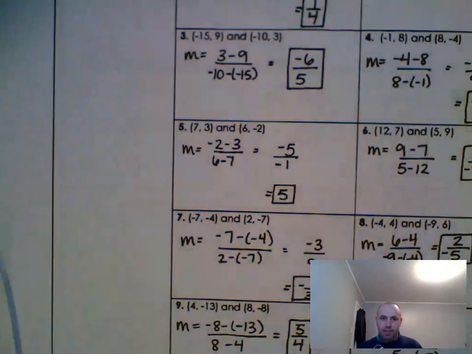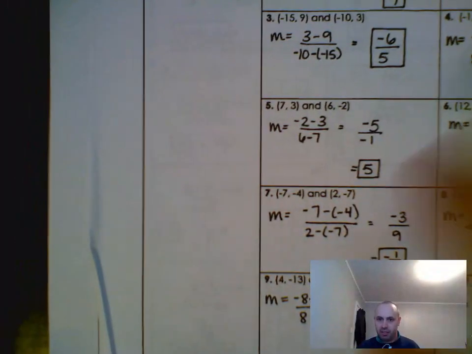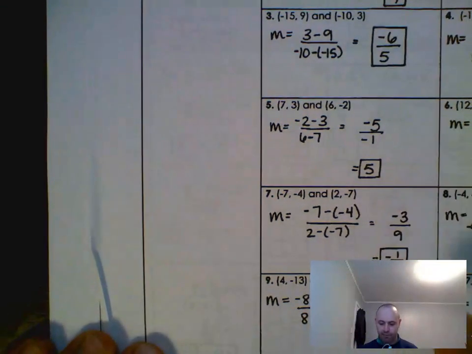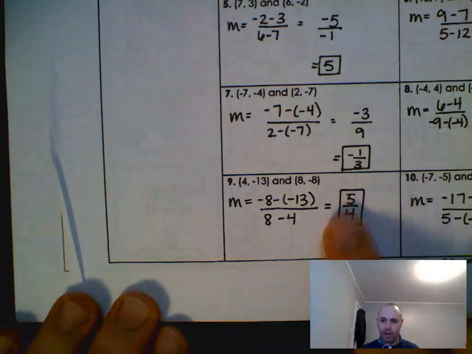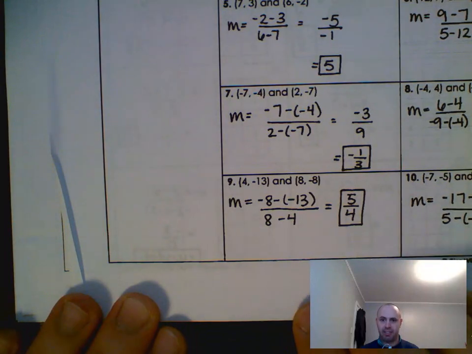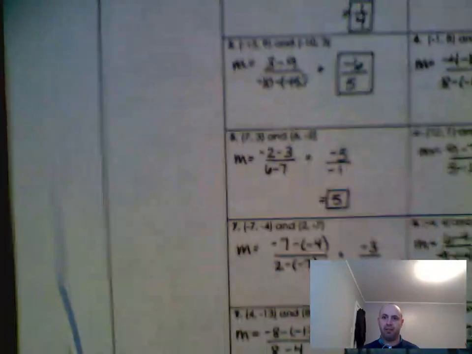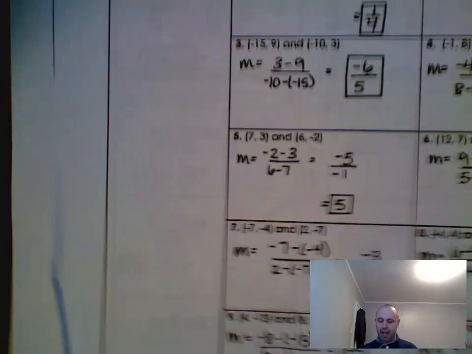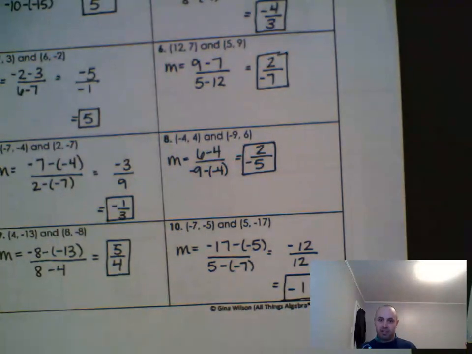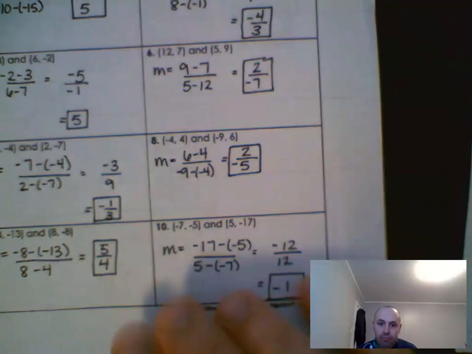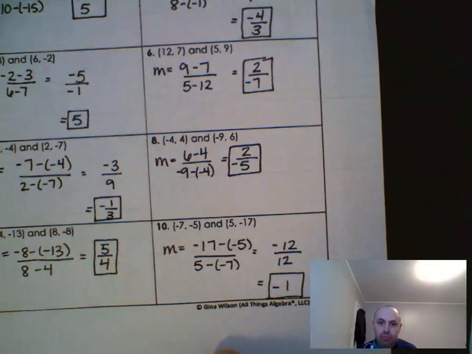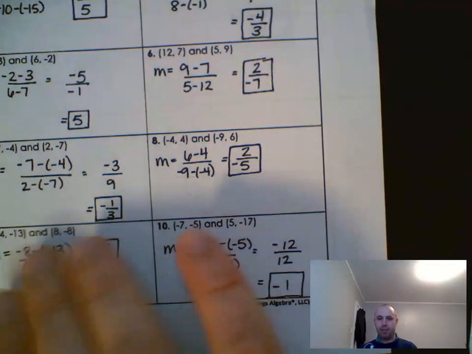All right, and if you did those correctly, you should get negative 6/5, 5, negative 1/3, and 5/4. And you may need to pause that and just kind of see where you messed up, if you messed up. If you want to try some extra ones, here's the answers on this side. Okay. So let's go ahead to the back.